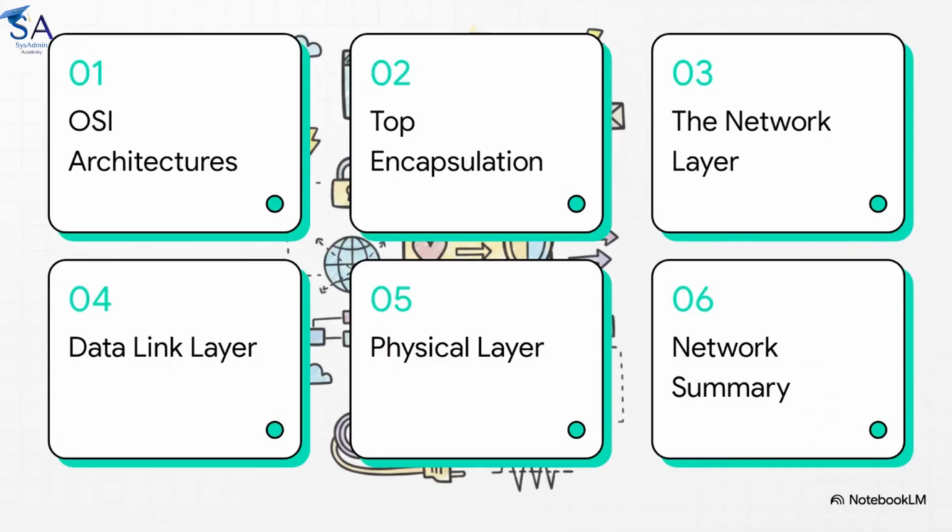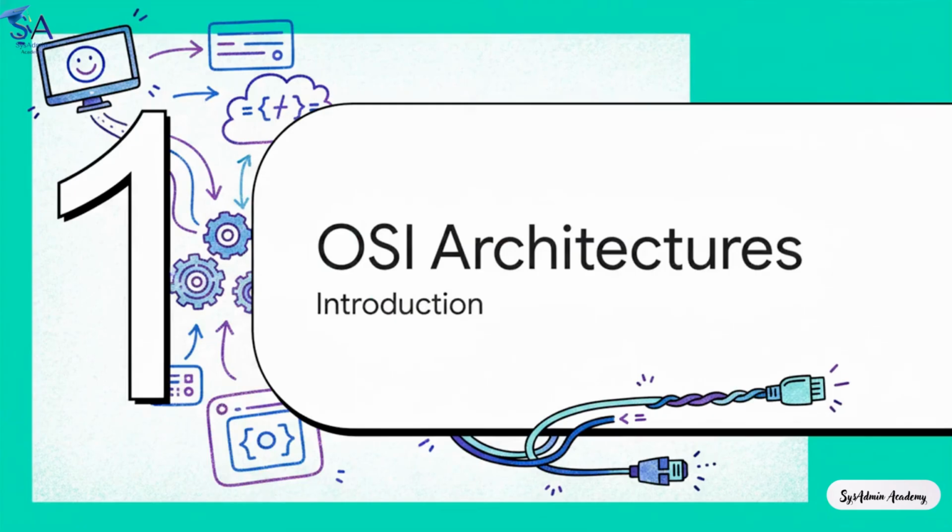Here is our roadmap for today. We're going to start with an introduction to OSI architectures, then move down through the top layers and encapsulation. After that, we'll navigate the network and data link layers, finally hit the physical hardware components, and wrap it all up with a quick summary of network principles. Let's jump right in.